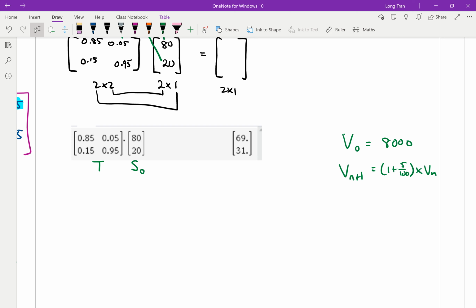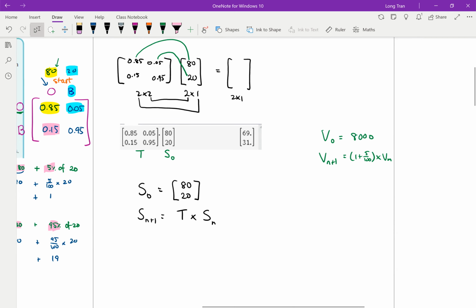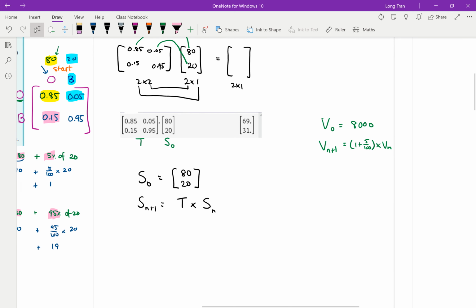Instead of V0 and Vn plus 1, we are now applying S0, which in our case was 80 and 20. And then our recurrence pattern was Sn plus 1 is equal to the transition matrix multiplied to Sn. So to answer this question, and to at least teach you from here, this is what you should be working with if you understood everything I said up to now.